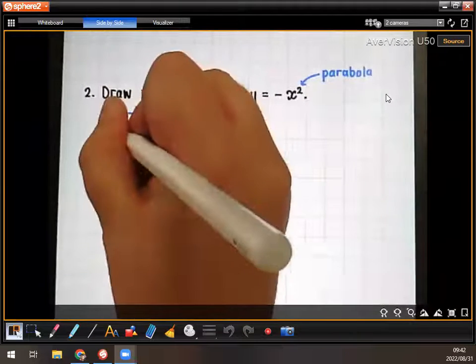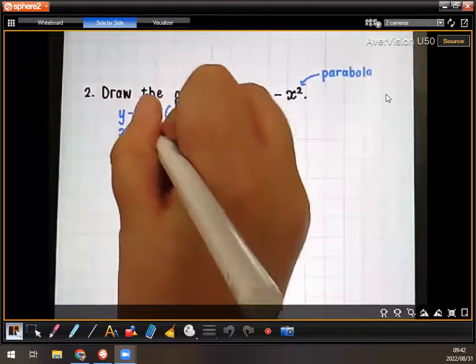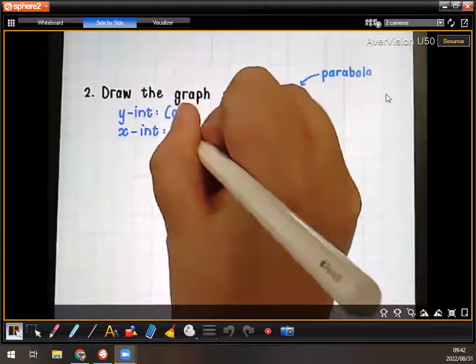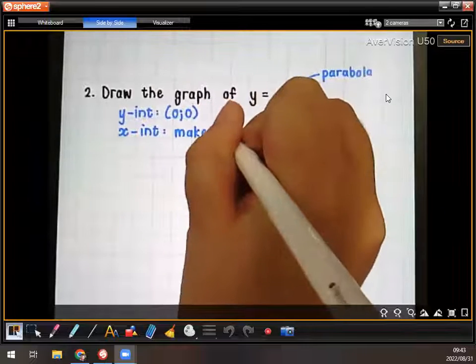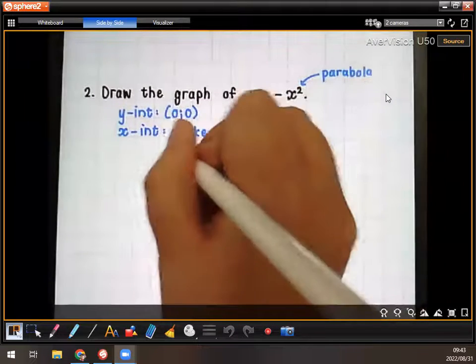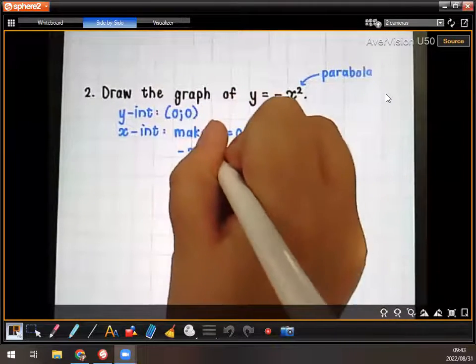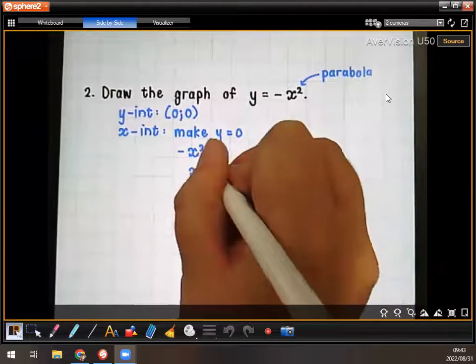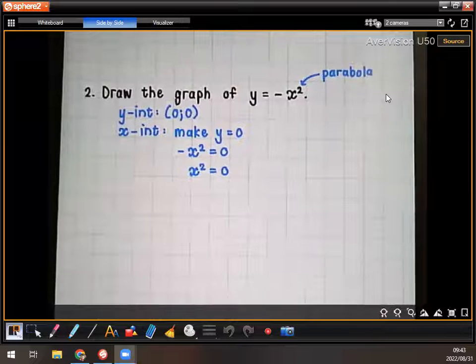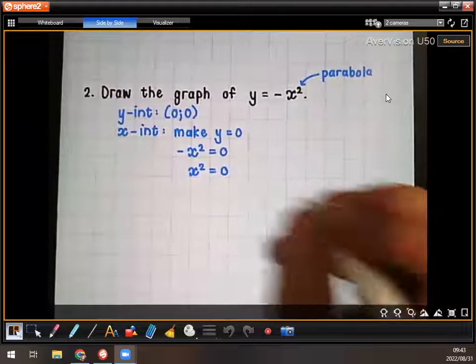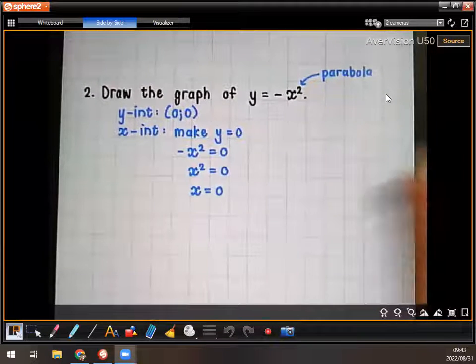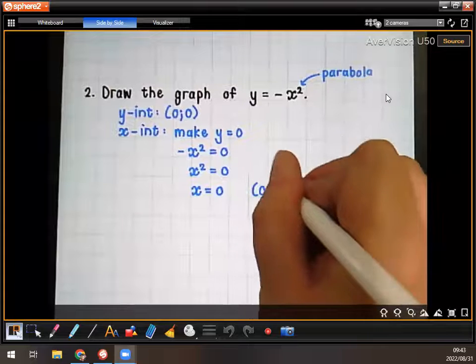We can do that, just so that you see, because maybe you won't notice immediately in a test or exam. To find your x-intercept, we make y equal to 0. So we get negative x squared equal to 0, which is the same as x squared equal to 0. So what's x, guys? 0, hey? The only way for a number squared to be equal to 0 is if that number is 0. So our x-intercept is also 0, which is also the point (0, 0).